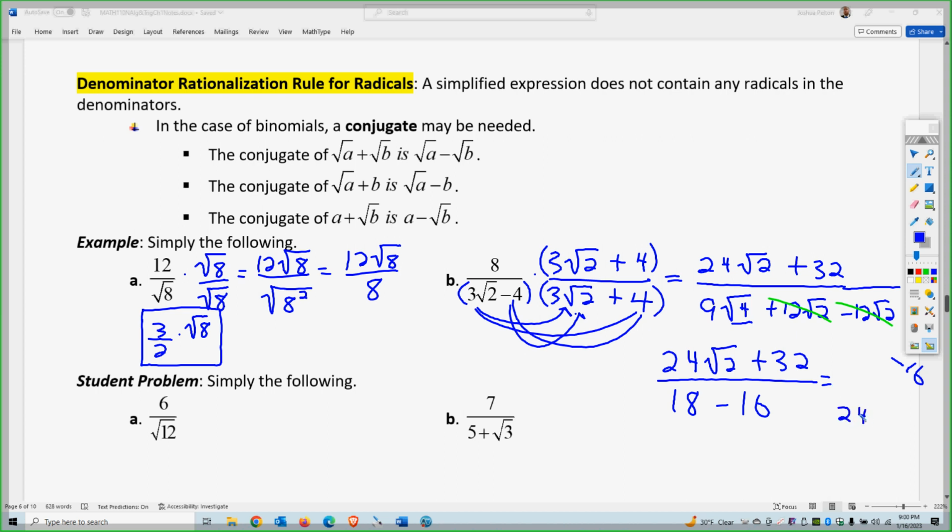Let's erase the 16 here and actually move this up. That's minus 16. Move that up there just to get this in here. I didn't space this very well. All right, so this is 24 root 2 over 2 and 32 over 2, right? Because 18 minus 16 is 2. So what I really get here is a final answer of 12 root 2 plus, well, half of 30 is 15 plus 1 more is 16, right? All right, so now I've gotten rid of my denominator. All right, pause the video, try the student problem.